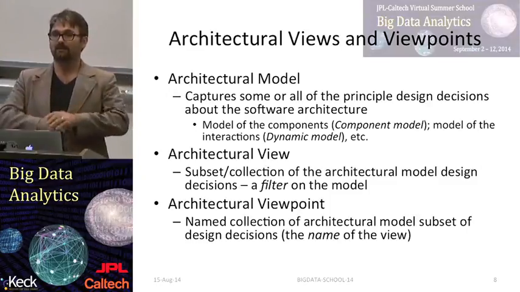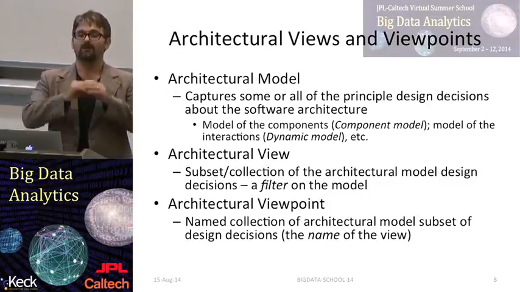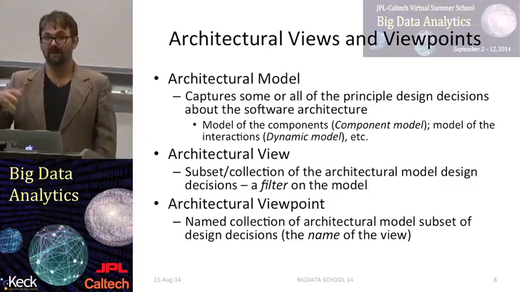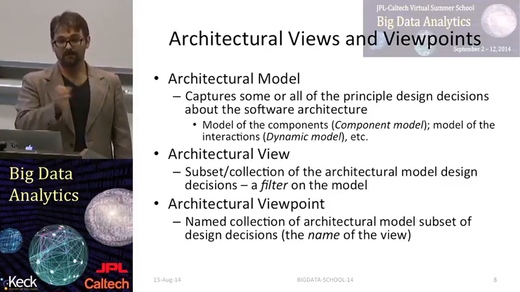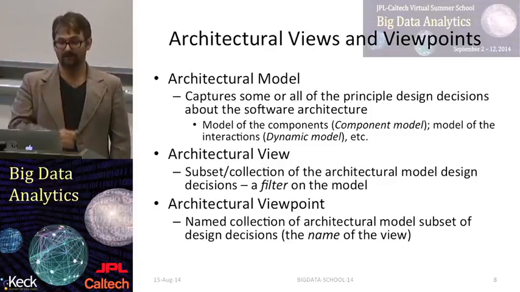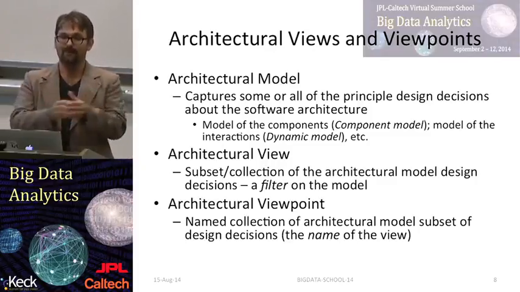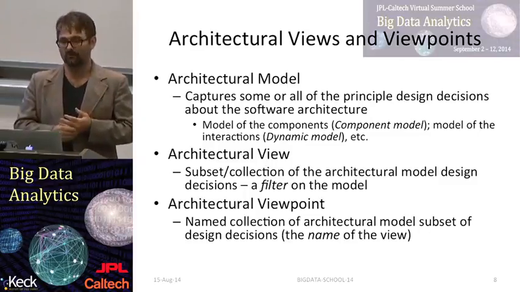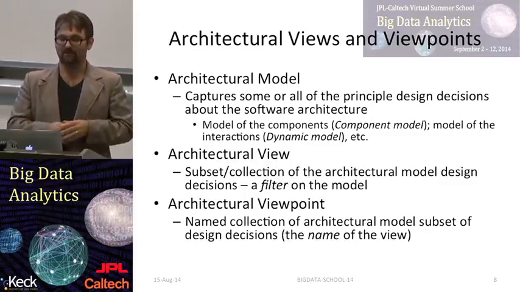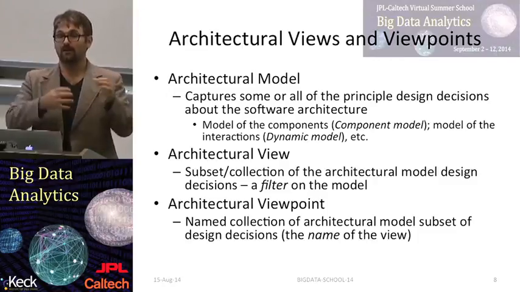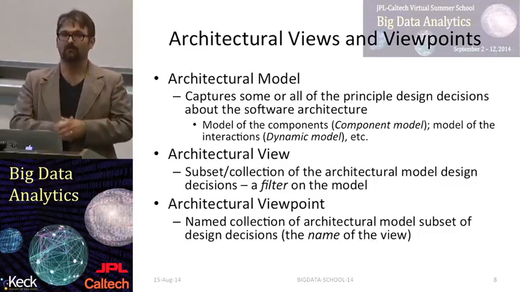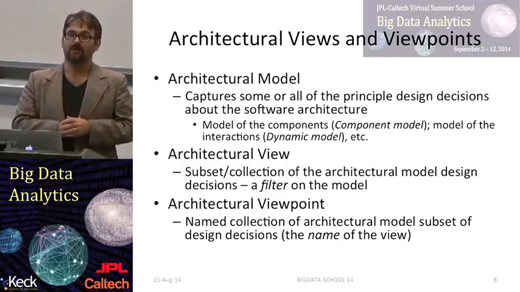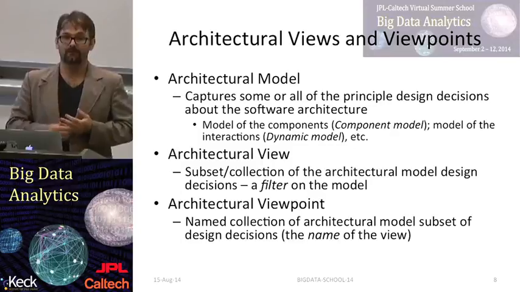So maybe we've got the entire architectural model, and we want to show the deployment view. So it's some filter of the principal design decisions that have to do with that. Now, the deployment view is actually the deployment viewpoint, because a viewpoint is the name of that filter, the name of that sort of subset of principal design decisions that we're talking about. So the way I like to think about it is we've got an architectural model. It may or may not be a subset of all of the principal design decisions of the software system. A view is a further subset of that model, and the viewpoint is the name of that view. Okay?